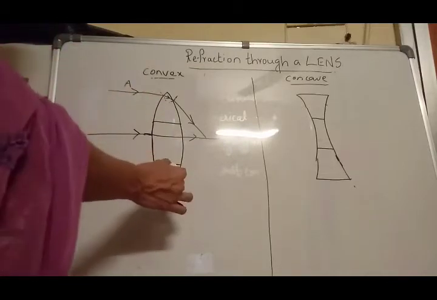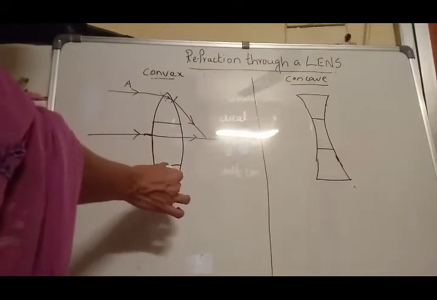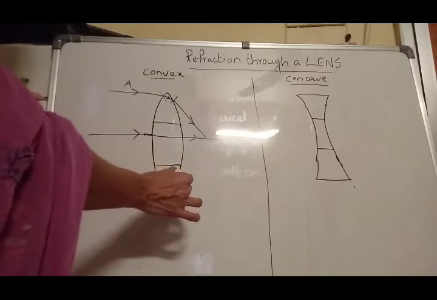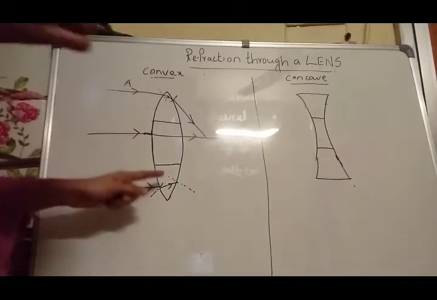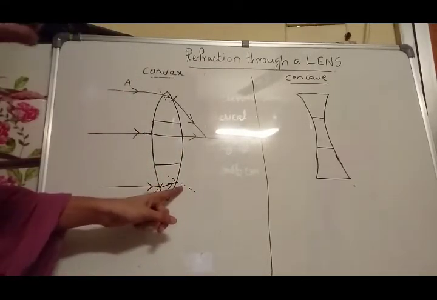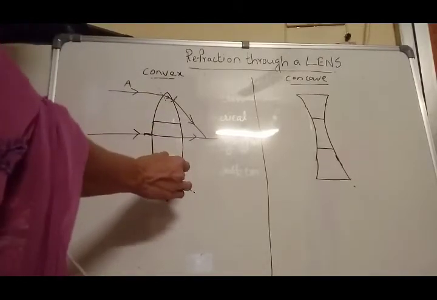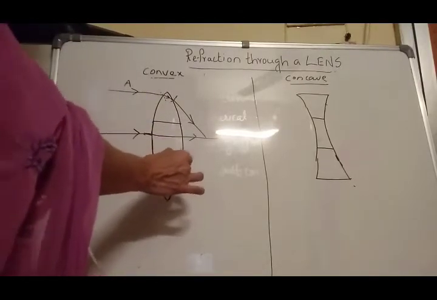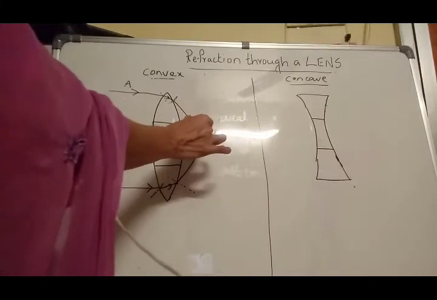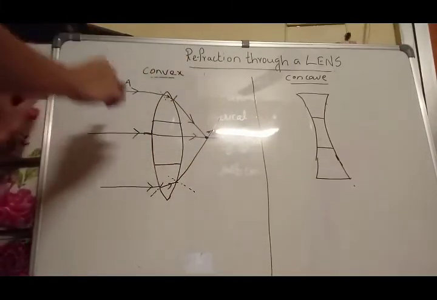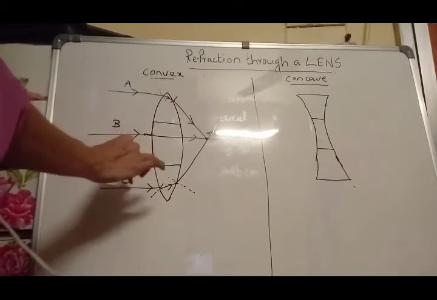Again we have to draw a normal at the point of incidence. You could see that when the ray is passing from glass to air, it bends away from the normal. Away from the normal means it will bend away like this. So you have all the three rays: first ray A, B and C.